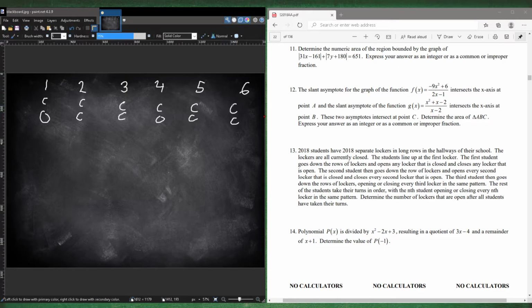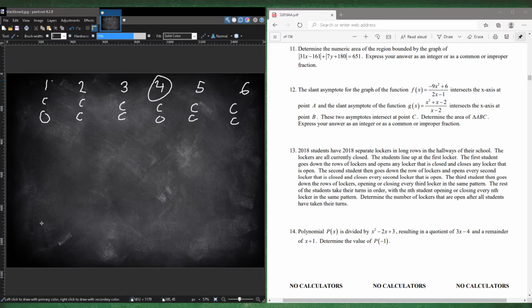So what does this basically tell us? Well, look at the open lockers, which is really strange because it's only 1 in 4. And why is that though? Because if we think about what the lockers are affected by, it's only affected by the students that are divisors of that number, whatever it is.